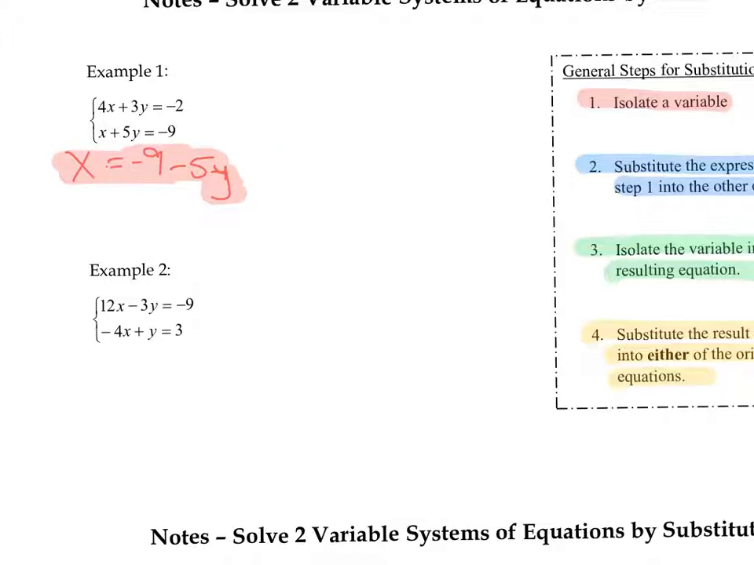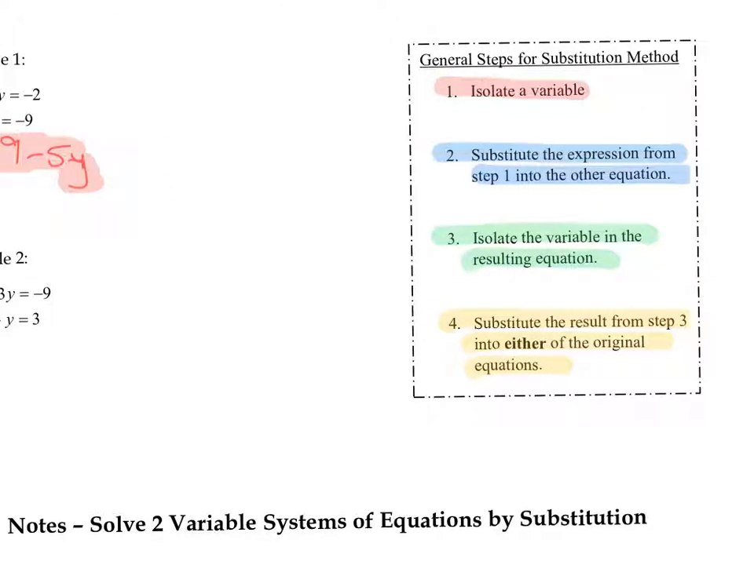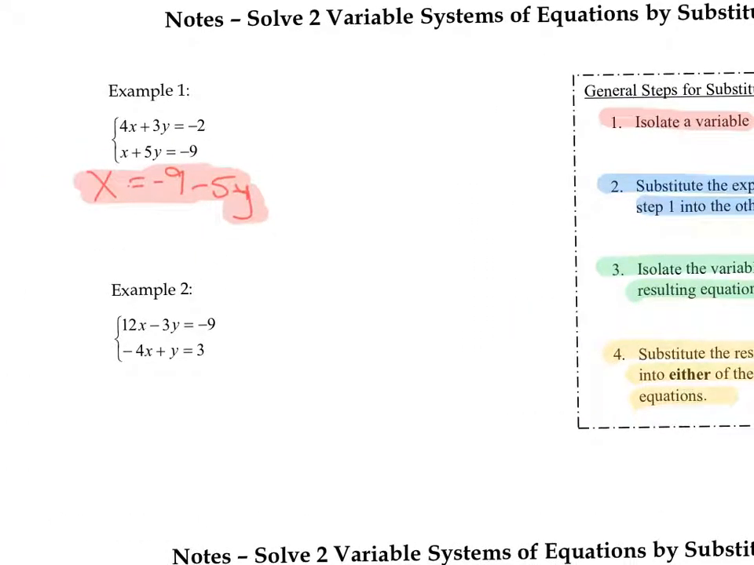What I'm then going to do is plug this equation inside the second one, because it says for step 2, substitute the expression from step 1 into the other equation. So that means we're taking this guy right here and plugging him into this one, right there for x. So it'll look like 4 times negative 9 minus 5y plus 3y is equal to negative 2. And what you'll notice right away is we've now eliminated all the x's. And this was the blue step right here, so I'll highlight this in blue.